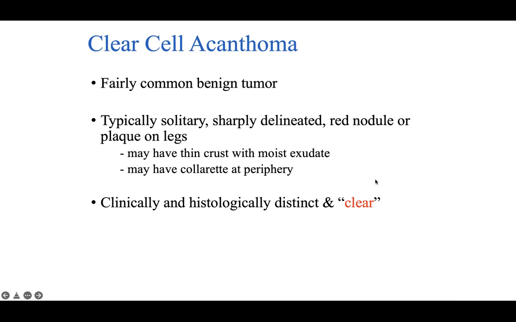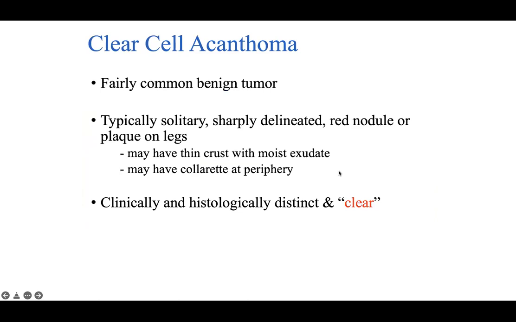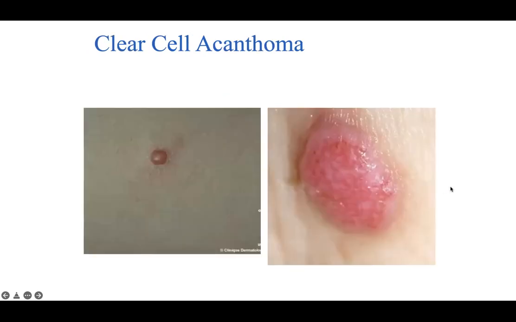So here you can see a single lesion and see these areas that are a lot more red. That's where the dilated vessels are really close to the epidermal surface here. And so if you scratch this off, or there's a little bit of trauma, it's easy for the serum and the blood to leak out and develop a crust or some kind of serum drainage, a moist exudate coming from the clear cell acanthoma.